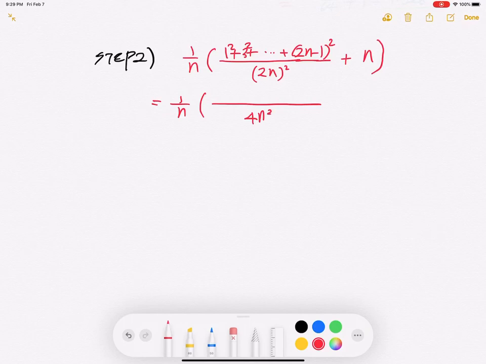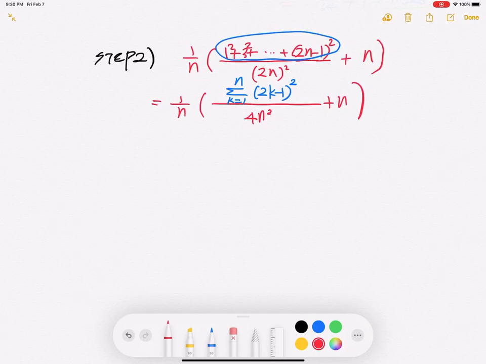And I'm going to use sigma notation for the numerator. Sigma k equals 1 to n of 2k minus 1, whole thing squared. Does that make sense? You plug in 1 for k into 2k minus 1, and the result is 1 square. If k is 2, 3 square. K is 3, 5 square. If k is n, 2n minus 1 square. Sigma means summation, so add all those things, right? And then plus n.